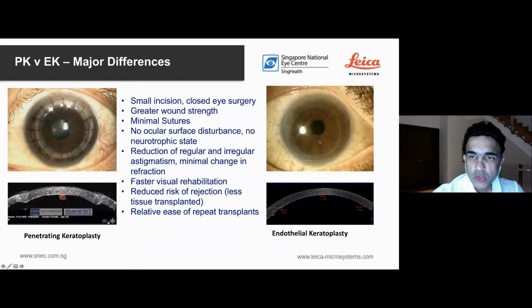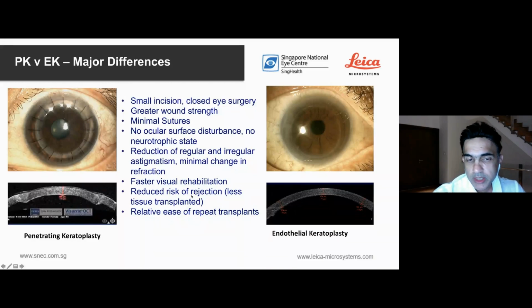And of course, because you're not cutting the nerves in the cornea, there's no neurotrophic state like you have with penetrating keratoplasty. Because there are no sutures, there's a reduction in regular and irregular astigmatism. So people like the quality of the vision they achieve with EK surgery because there are fewer issues with refractive error. And this likewise leads to faster visual rehabilitation.